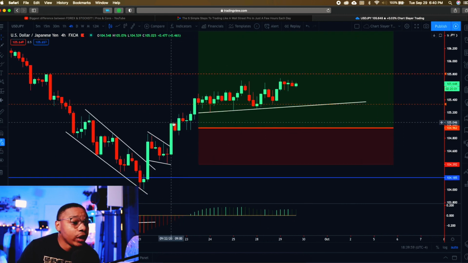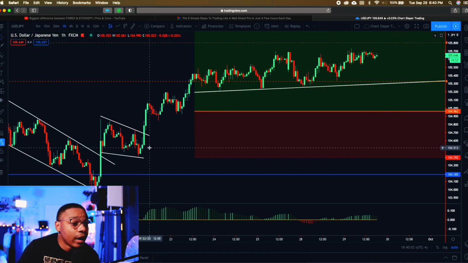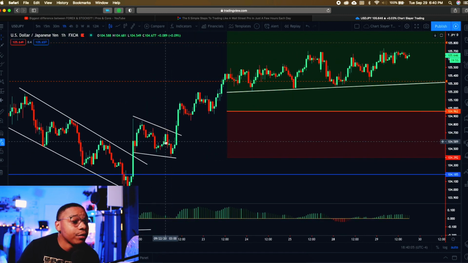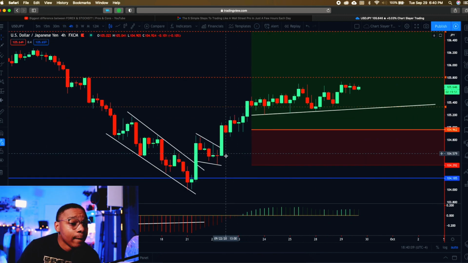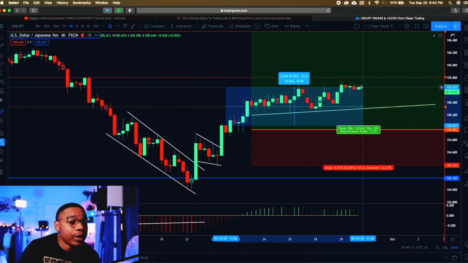So I wanted confirmation. See, on the 1 hour, I don't really trade any lower than the 1 hour. Now, on the 1 hour, it didn't really give me my confirmation to get into the trade. But on the 4 hour, I got my confirmation right here. This major engulfing candlestick right here.